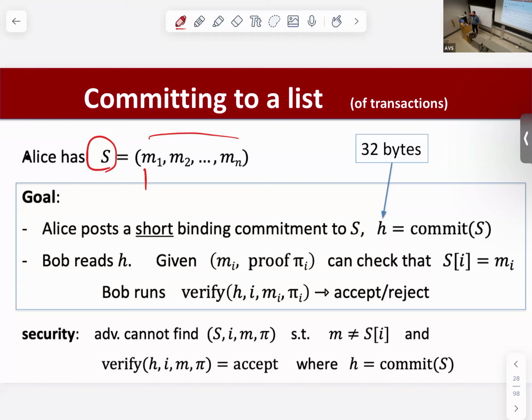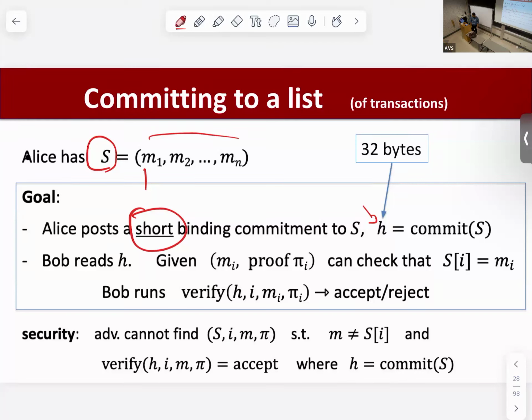You don't compute the hashes of every line. You don't store the entire memory. Just compute one hash of the entire thing, which is kind of a concatenation of all of them together. And then the big thing about this is that this is a short binding commit. So I'm only storing this H.